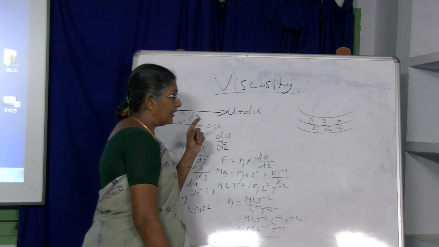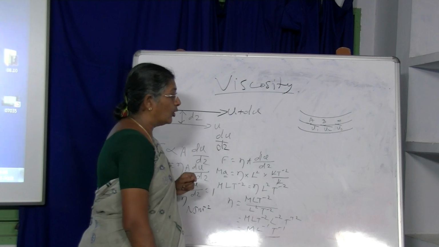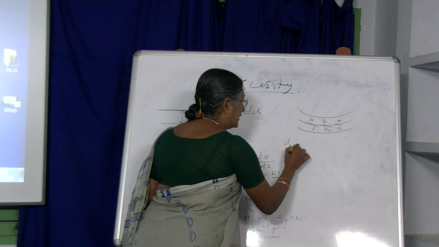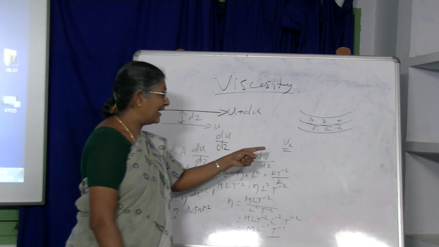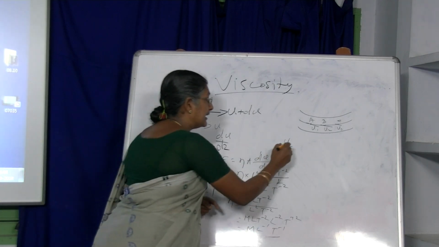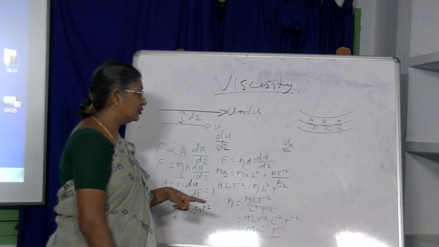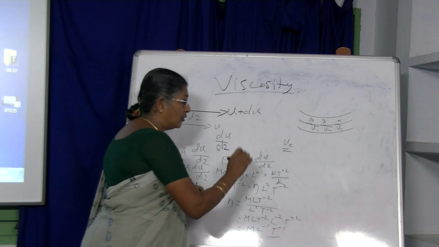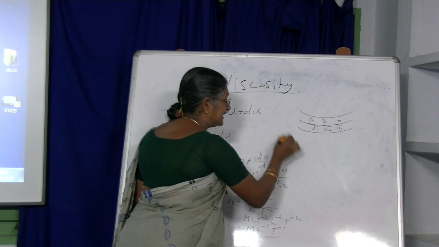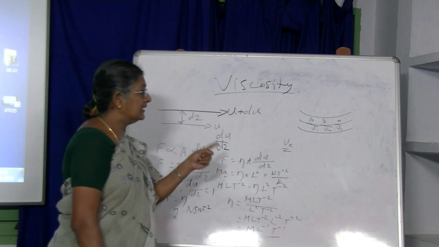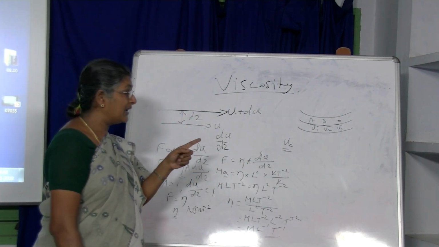Now we can define a particular minimum value called the critical velocity Vc. If the liquid is travelling with a velocity below this critical velocity, then the flow of liquid is said to be an orderly motion or a streamline motion. Suppose the velocity of the liquid exceeds this critical velocity, then the motion of the liquid will become turbulent.